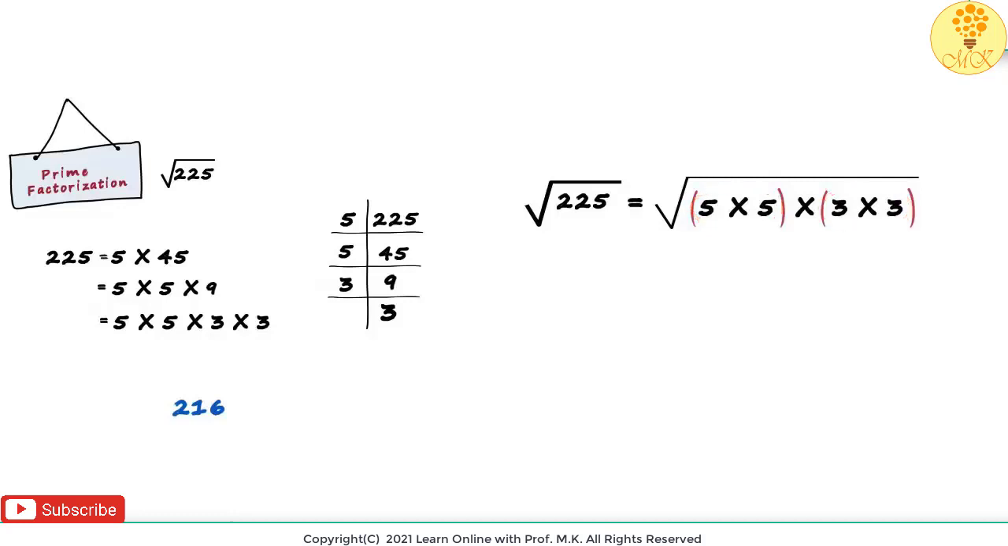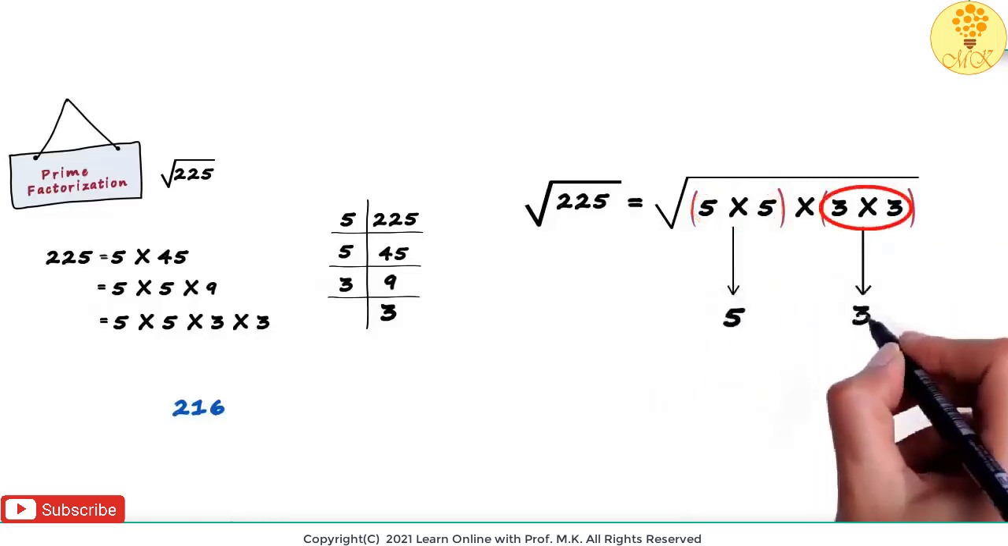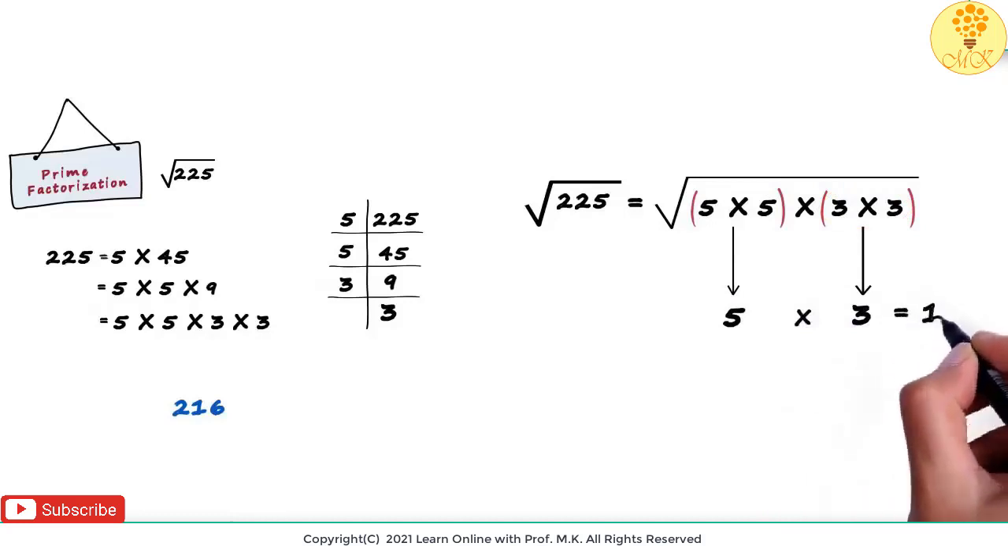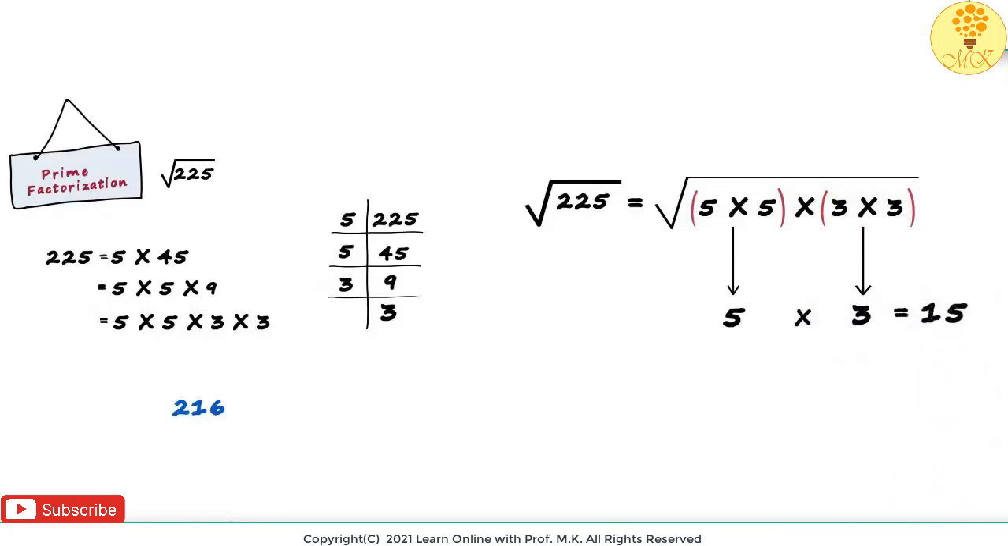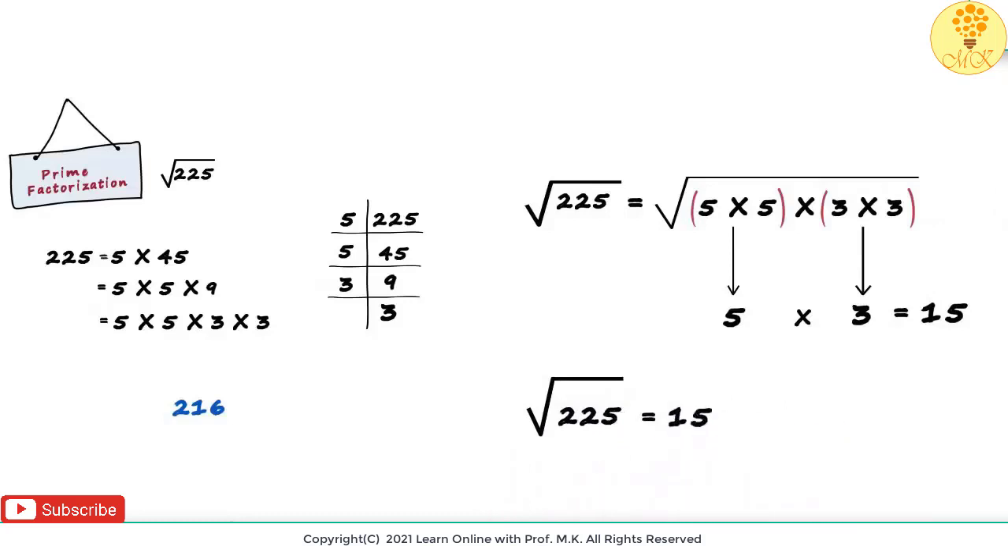Once we form pairs, to find the square root, all we have to do is pick one number from each pair and multiply them. So from the first pair, we pick 5, and from the second pair, we pick 3. And we multiply 5 and 3, which gives us 15. At first, this seems long, but with practice, it gets very simple. Hence, we can say that the square root of 225 is 15.